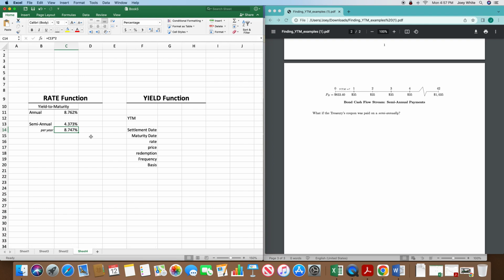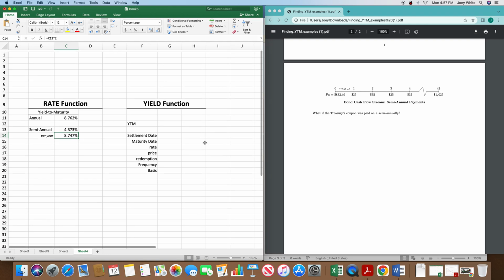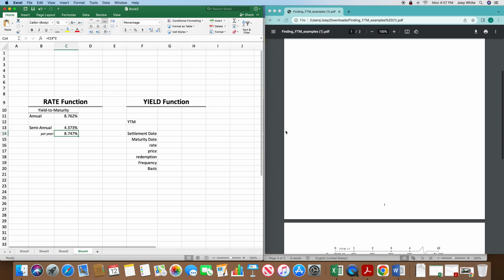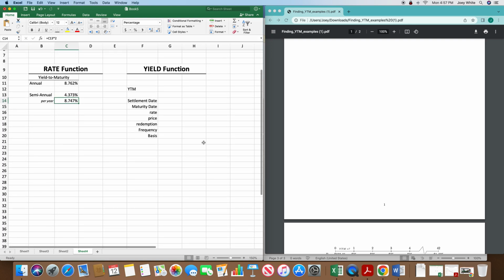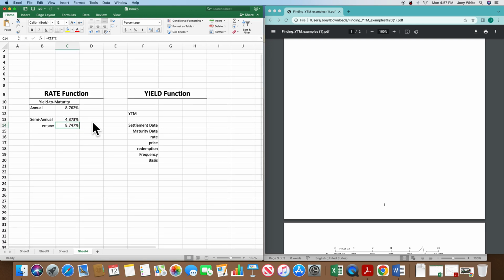That's pretty simple on the rate function. If you want to use the yield function, it's a bit trickier, but if you make a mistake on, say, the frequency, it's easy to fix.